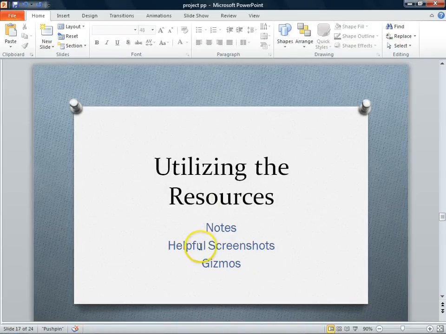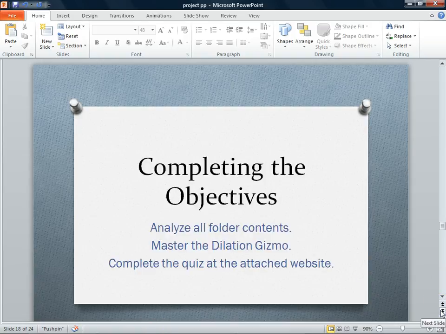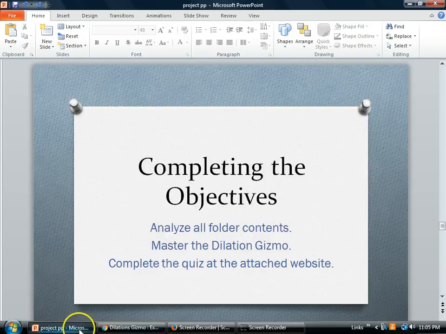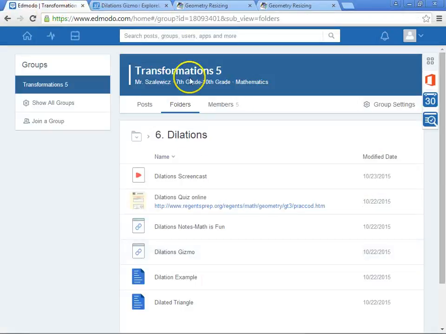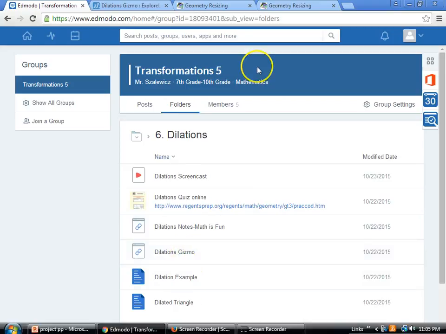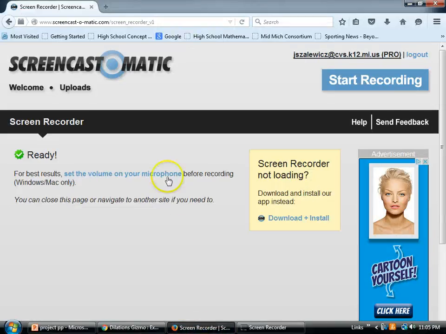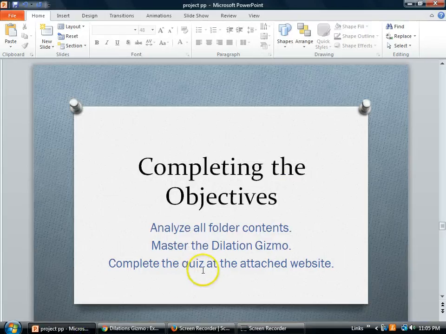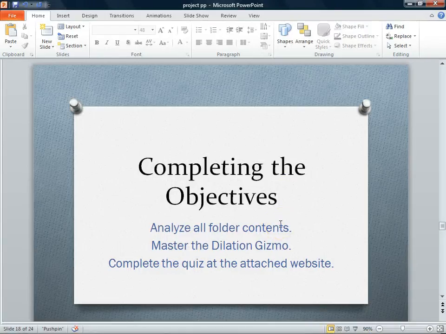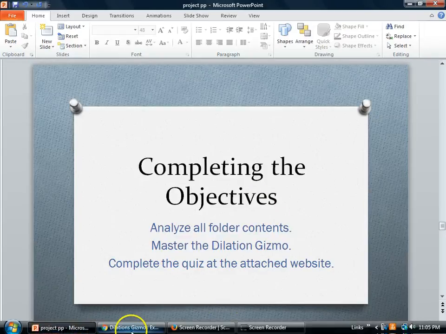We looked at our screenshots and our gizmos. Let's move on to completing our objectives. All folder contents in the Dilations folder. We'll go back to our Dilations folder. We looked at the screencast. We looked at our notes. We checked out the gizmo. We checked out the 2 examples. And then last, but certainly not least, in our objectives list for Dilations, is to complete the quiz at the attached website.